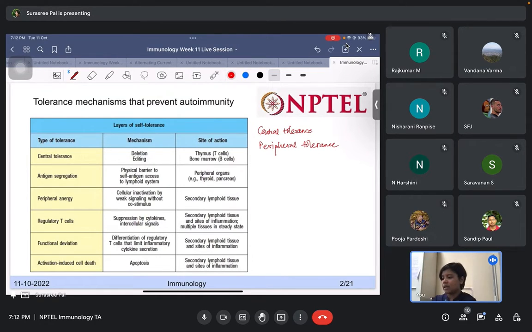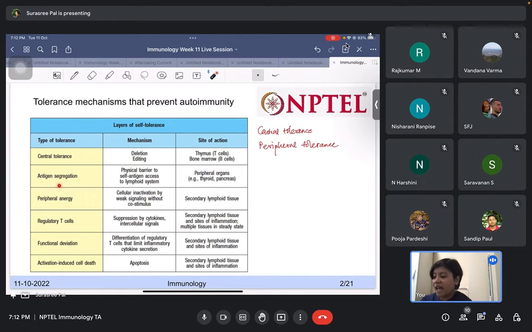So for example, you can see antigen segregation. Antigen segregation is what? First of all, there's a physical barrier which actually segregates self antigens from access to the lymphoid system. So this is nothing but just a physical barrier so that the self antigens cannot come into the lymphoid system, and cannot stimulate any T cell or B cell.